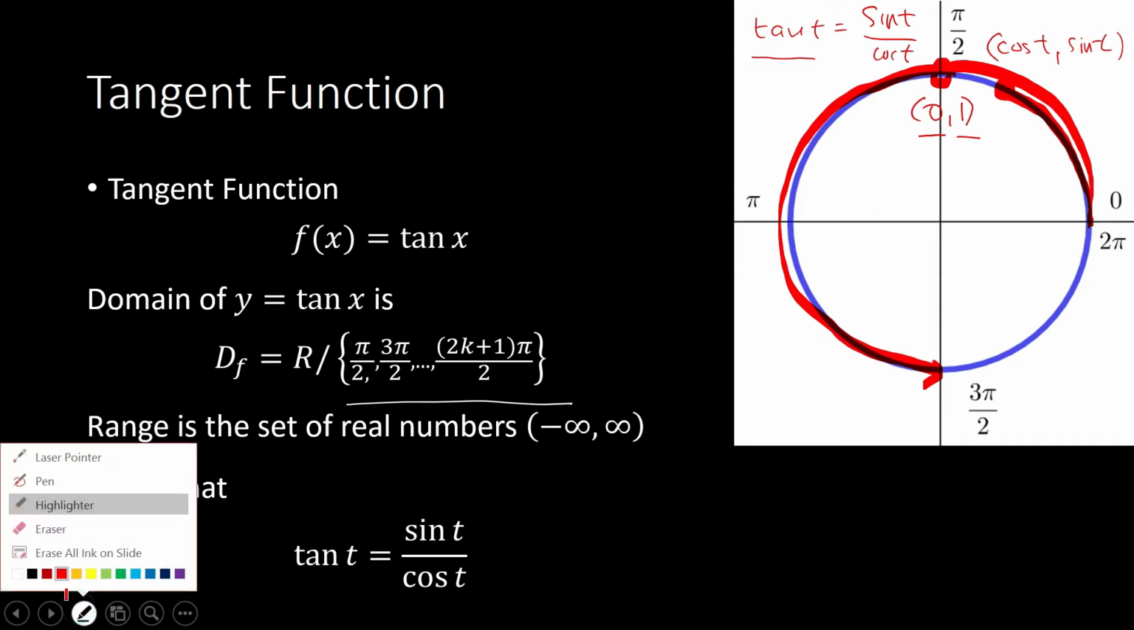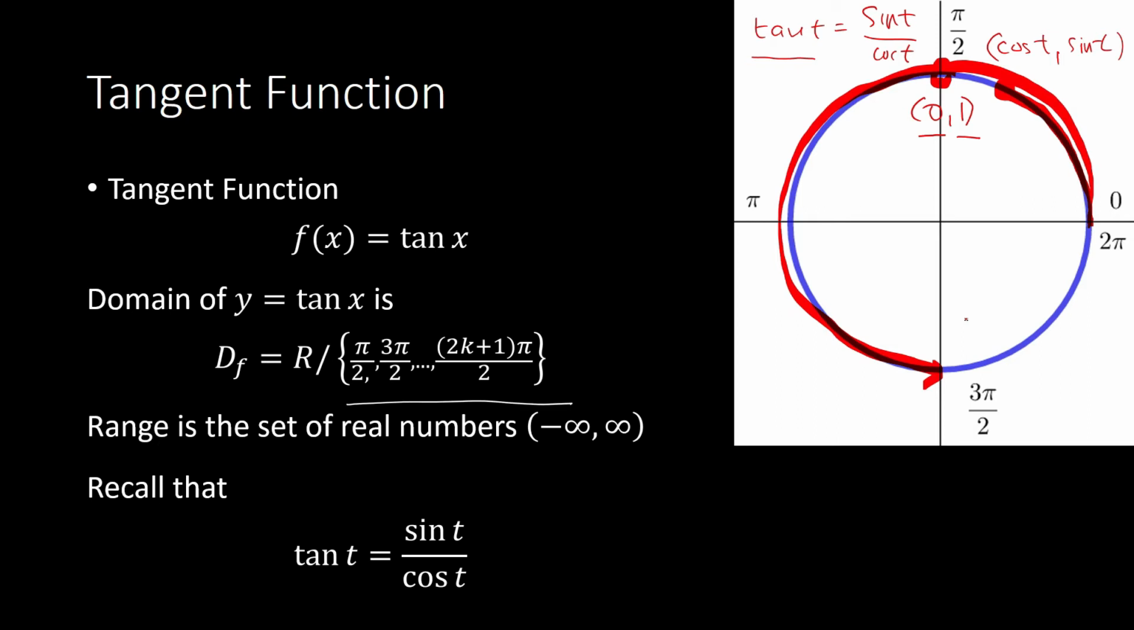So that arc has a terminal point, and the coordinates of that terminal point are 0, negative 1. So what is tangent of 3 pi over 2? Again, it's negative 1 over 0. It's undefined. So you can now see why we have to remove pi over 2, 3 pi over 2, and the odd multiples of pi over 2 from the set of real numbers to produce the domain of your tangent function.